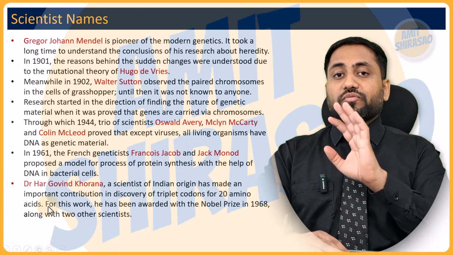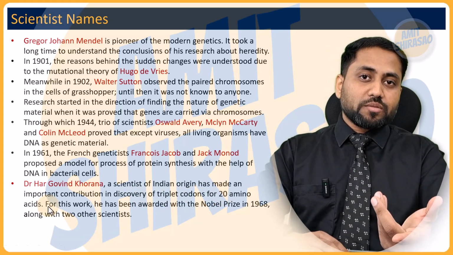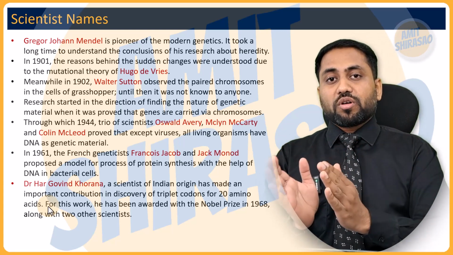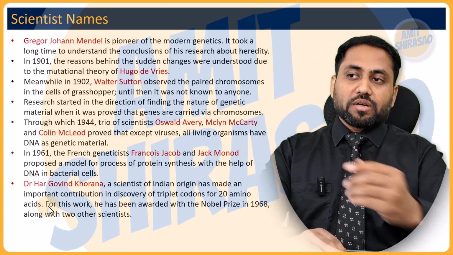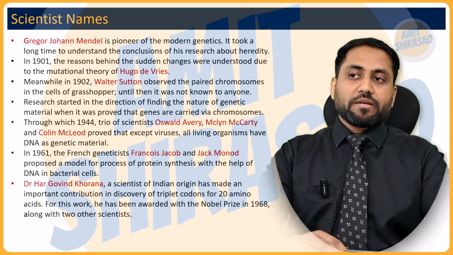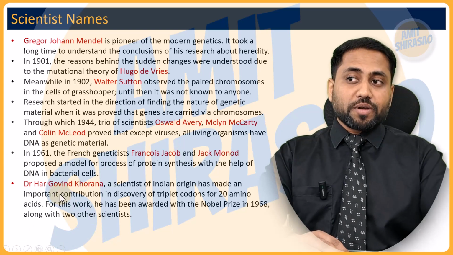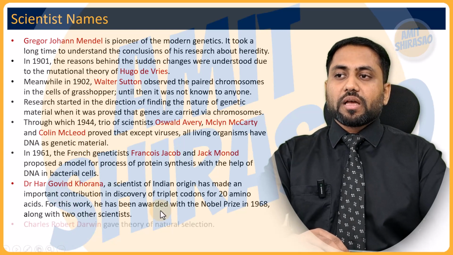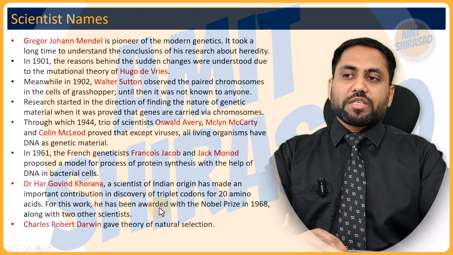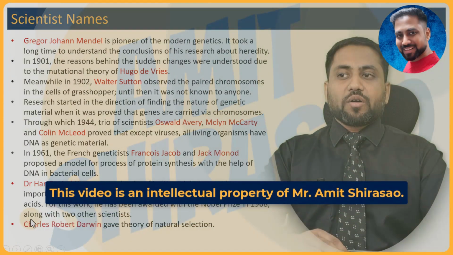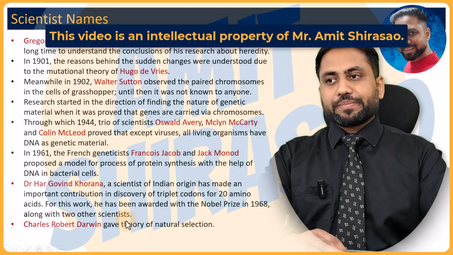So out of how many? 23 amino acids are there in the body. For 20 amino acids, the codons were discovered by this trio, Har Gobind Khorana and two more scientists. So we should be proud of this Indian. And of course, he was awarded a Nobel Prize in 1968 along with two other scientists.